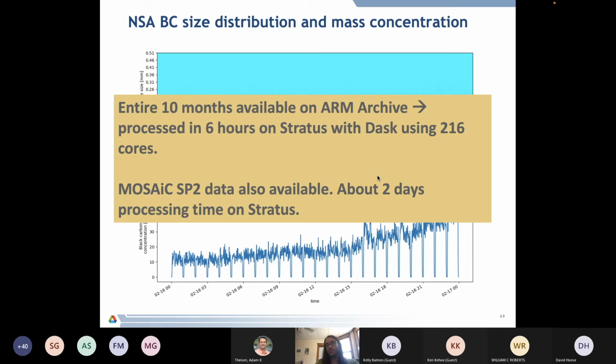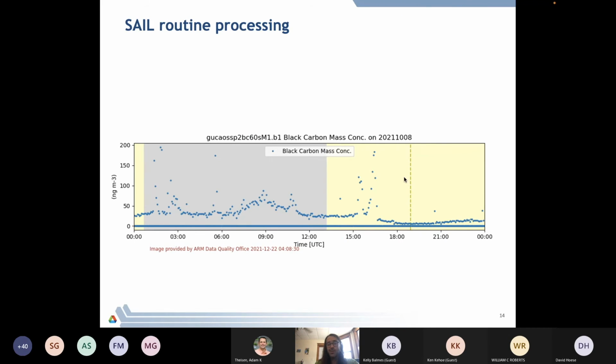And this makes it to where these datasets are now able to actually be put out to the community using the ARM resources that we have. And we are now doing routine processing for SAIL of this same dataset.